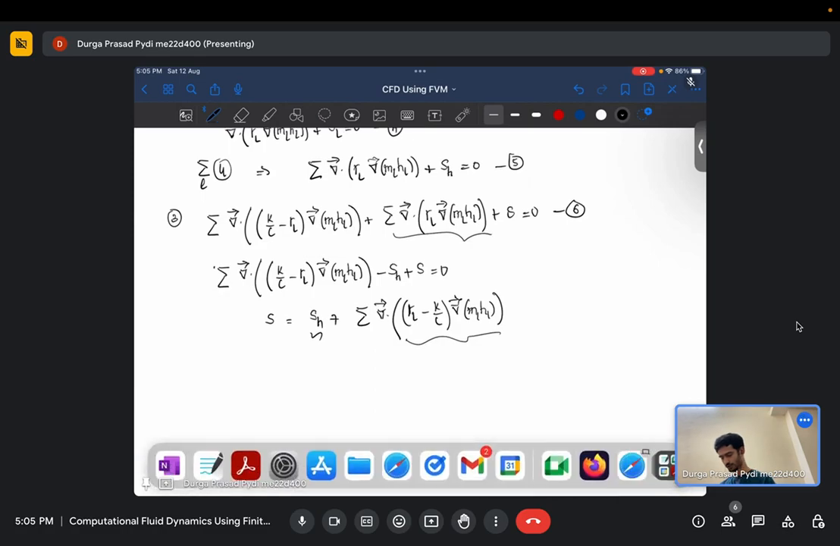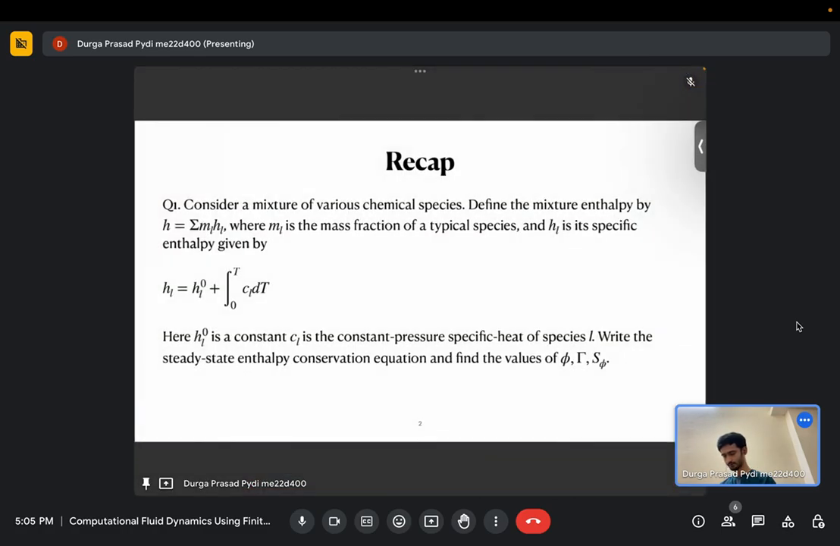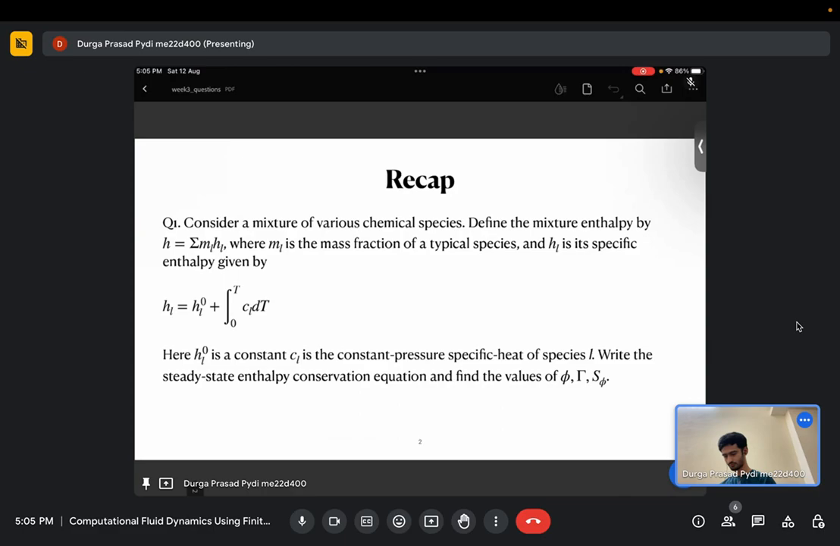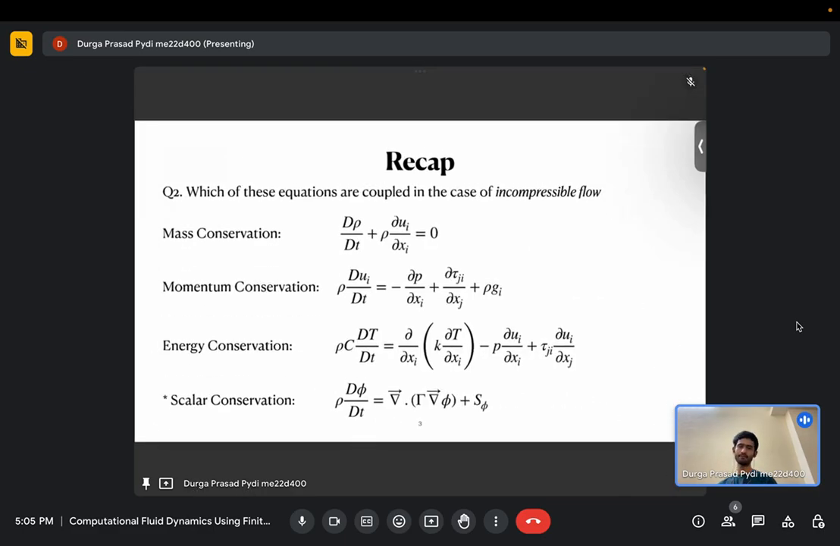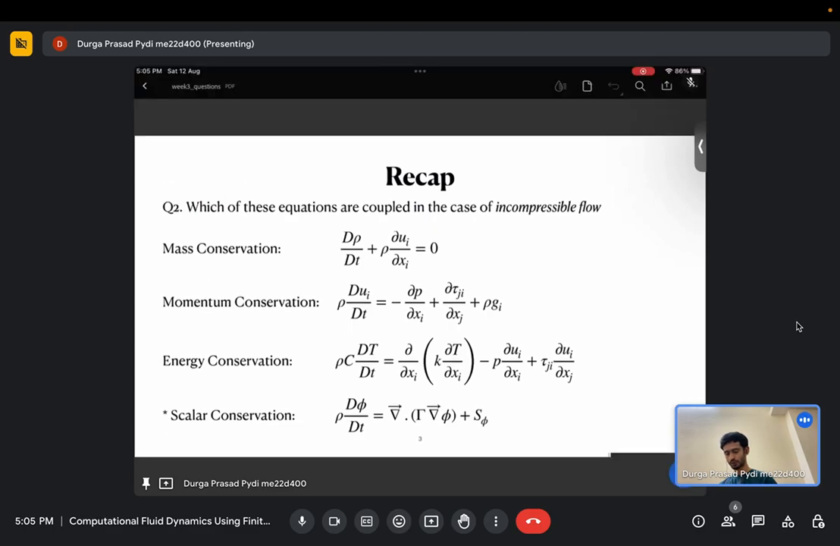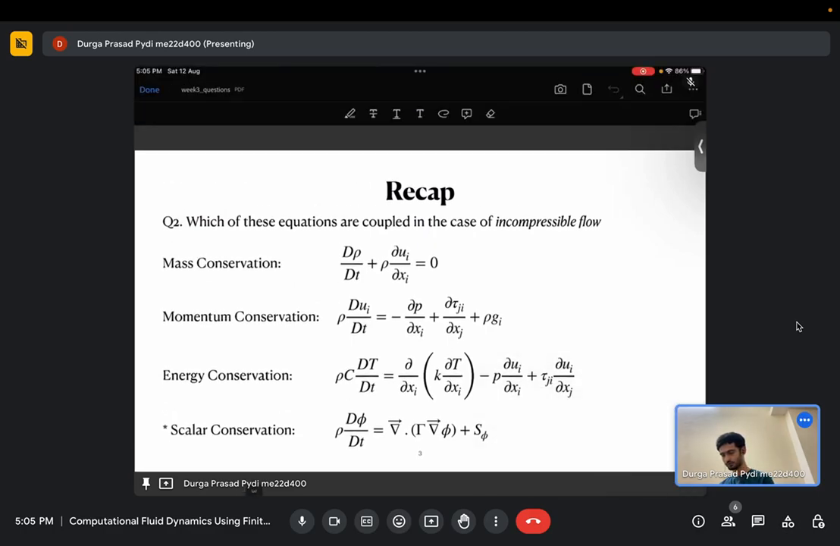So this is one question, and then we discussed another question where we have how do we determine whether one equation is coupled with another equation or not. So when you consider the equation shown over here, for an incompressible flow, del dot u equal to 0. So this term goes to 0 and this particular term goes to 0. So mass conservation essentially gives you del dot u equal to 0.